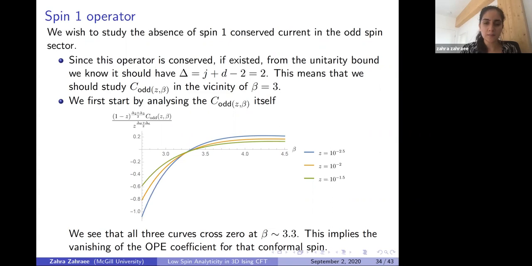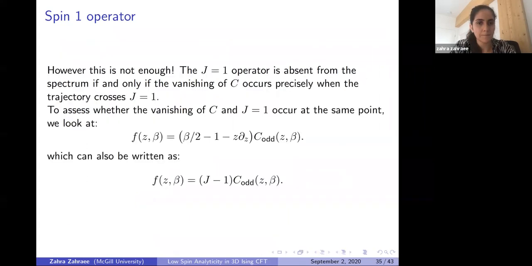An interesting thing we observe is that the generating function actually crosses 0 in the vicinity of that value. This is a good sign. However, it's not conclusive, because the operator for which the generating function is vanishing could be any operator, not necessarily with spin-1 but any other operator. However, we know that there exists an operator for which the OPE coefficient is vanishing.